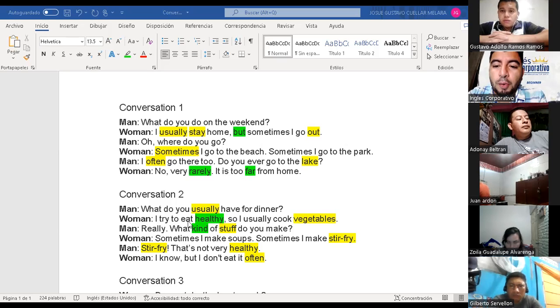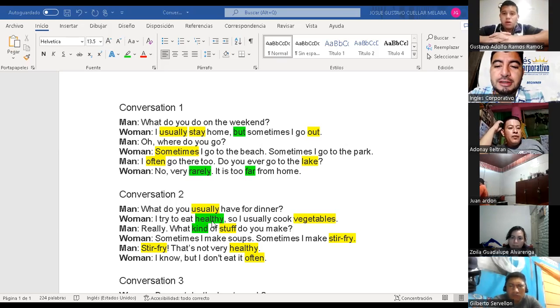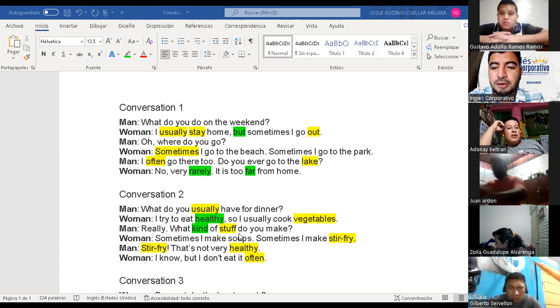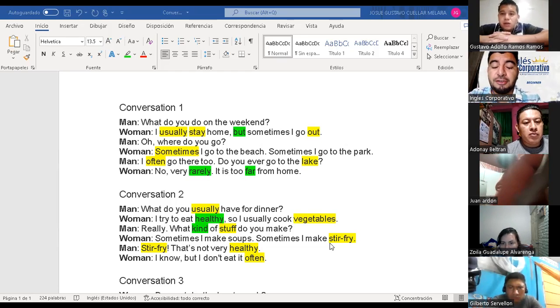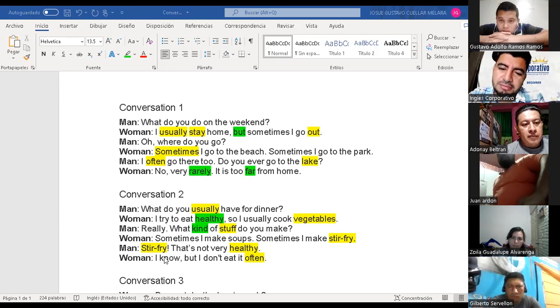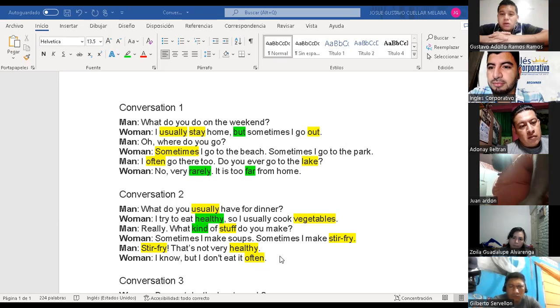Number two. What do you usually have for dinner? No se le olvide eso. Usually. No me digan usually. Usually. I try to eat healthy. Intento comer. I try to eat. Intento comer saludable. So I usually cook vegetables. Really? What kind of stuff do you make? Sometimes I make soups. A veces hago sopas. Sometimes I make stir fry. Stir fry. That's not very healthy. I know, but I don't eat it often. No lo como a menudo.